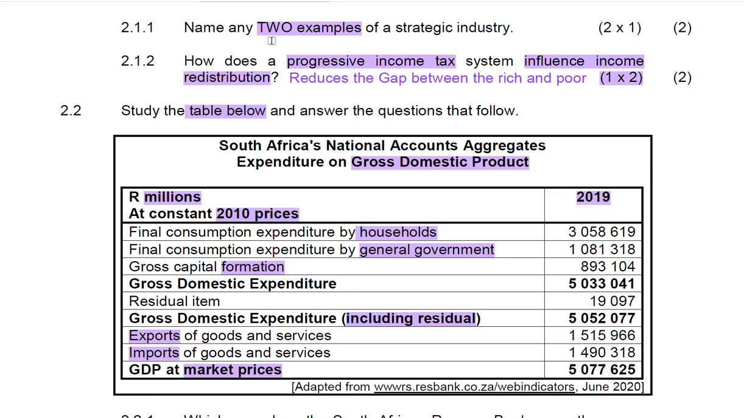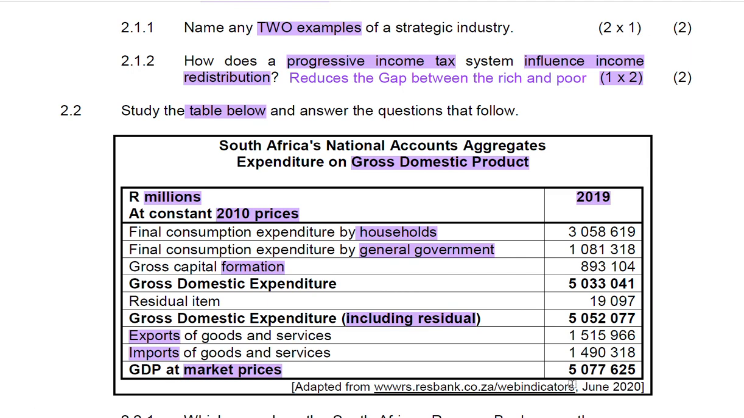Okay. So how do we get GDP at market prices? You need to understand how to get GDP at market prices. GDP at market prices is the gross domestic expenditure. Then you add the exports, and then you subtract the imports. And then that's what you get: GDP at market prices.